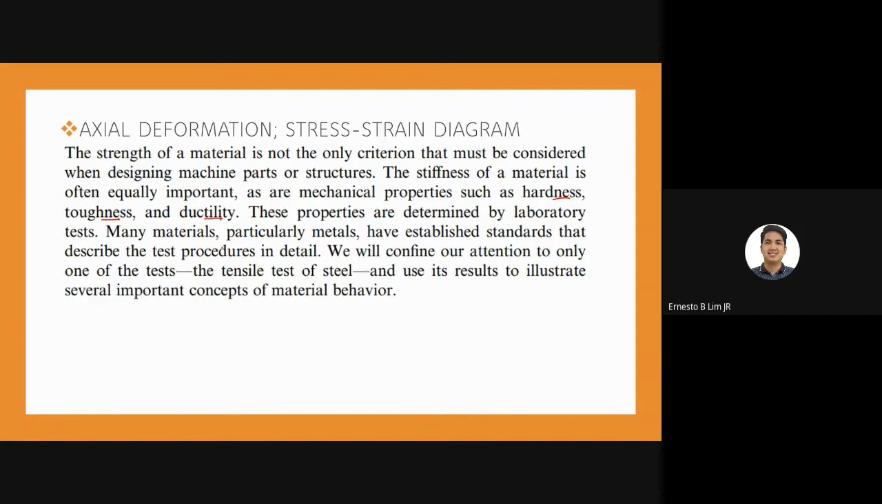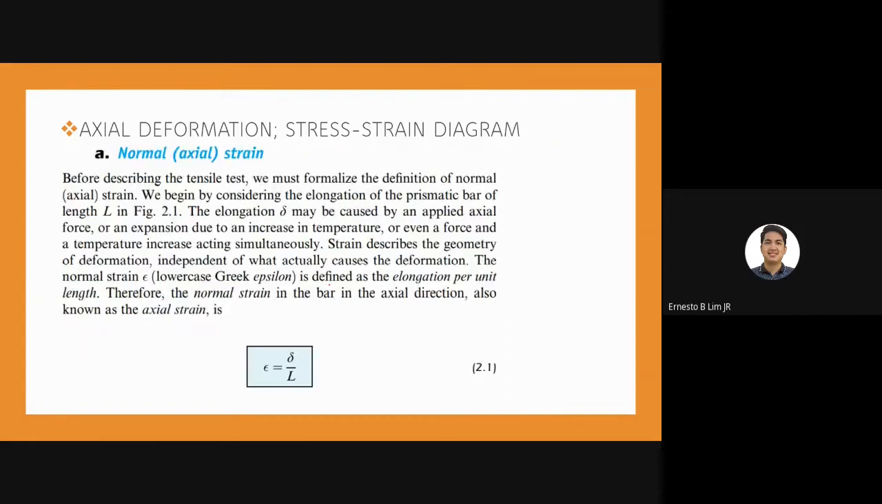Okay, so many materials, particularly metals, have established standards that describe the test procedures in detail. So we will confine our attention to only one of the tests, and this particular test is the tensile test of the steel, and use its result to illustrate several important concepts of material behavior. Okay, so we will first discuss the first type of strain, which is the normal or the axial strain.